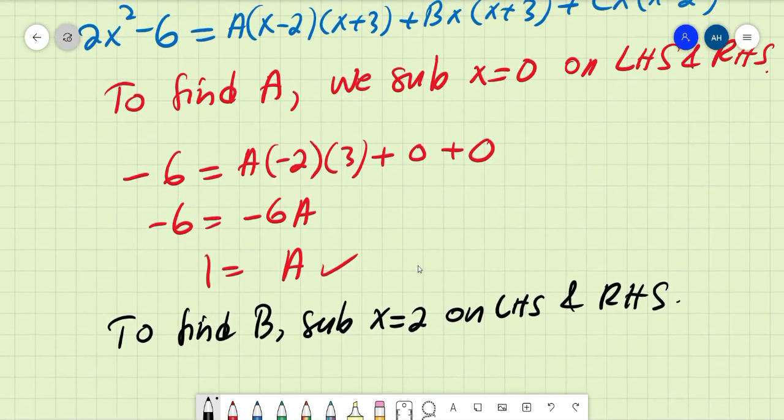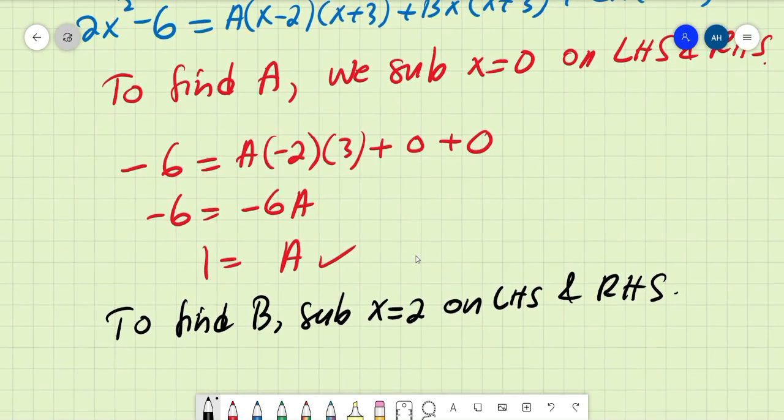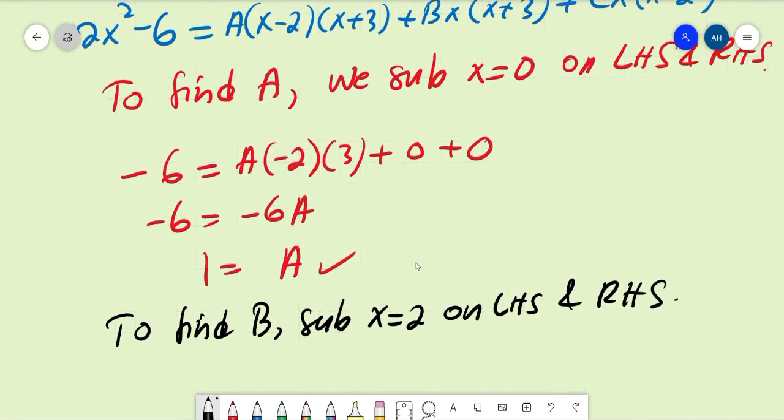Now if we do that, then on the left hand side, when x equals 2, we have 2 squared is 4, 4 times 2 is 8, and 8 minus 6 on the left hand side equals, when x equals 2, that term will cancel, plus b, we have to multiply by 2 plus 3.